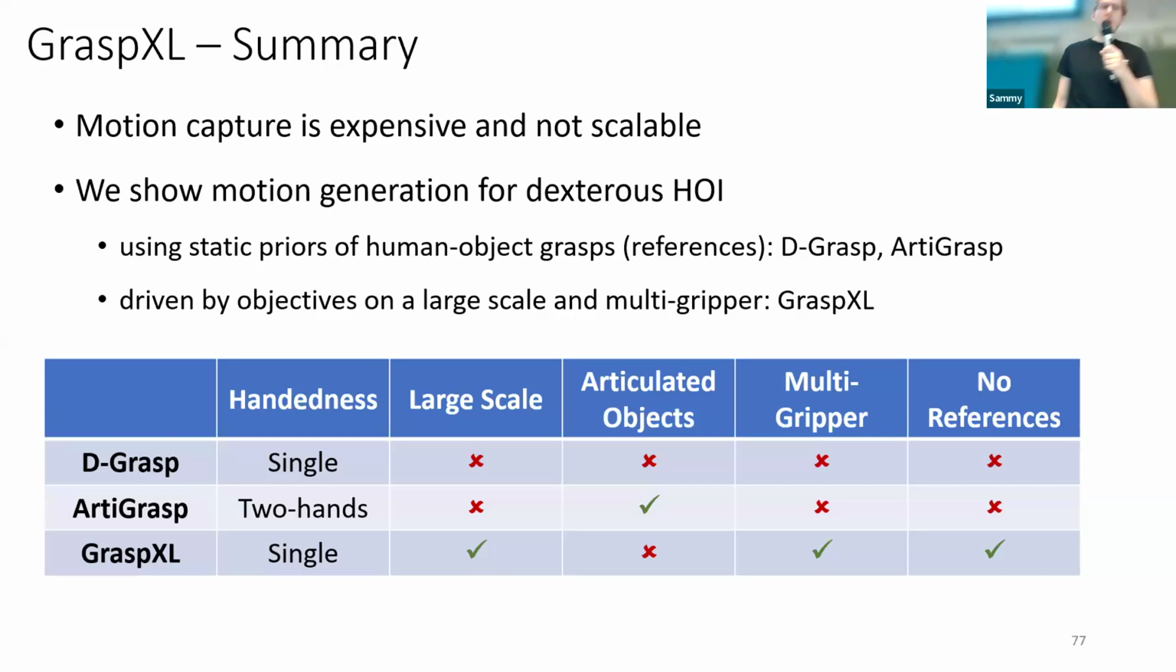So in summary, our main motivation was that motion capture is inherently expensive. So we show that motion generation for dexterous HOI is possible, first using static priors, which we call hand pose references, in dgrasp and RDgrasp, and then driven by objectives on a very large scale without relying on any pose references.